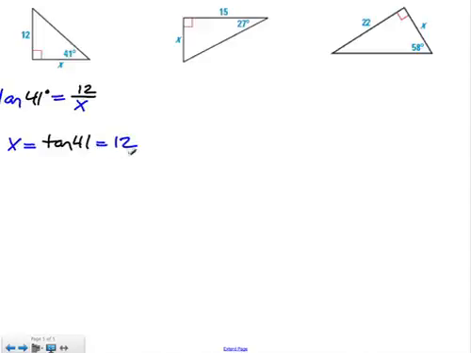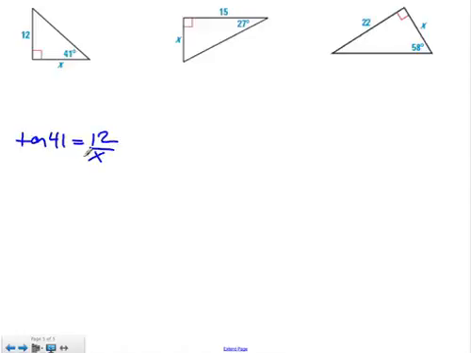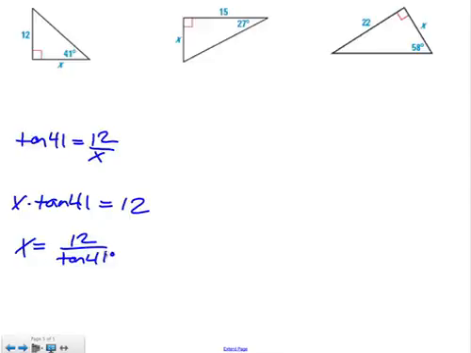Let me clear this up a little bit and start over. The tangent of 41 degrees is going to equal 12 over x. After that, we're going to multiply both sides by x. So that would be x times the tangent of 41 equals 12. At that point, we're going to divide both sides by the tangent of 41. So x would equal 12 divided by the tangent of 41 degrees. We can put that in our calculator and we'll get 13.8 when we round to the nearest tenth.